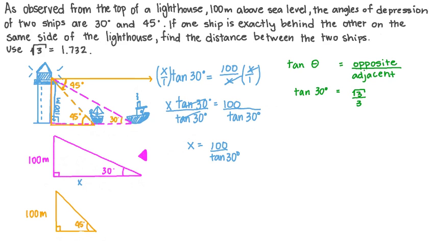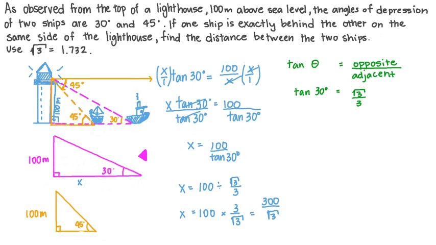We know that the tangent of 30 degrees equals the square root of 3 over 3. We can substitute the square root of 3 over 3 for tangent of 30 degrees. The new statement says x equals 100 divided by the square root of 3 over 3. We know that dividing by a fraction equals multiplying by the reciprocal. 100 times 3 equals 300 over the square root of 3.